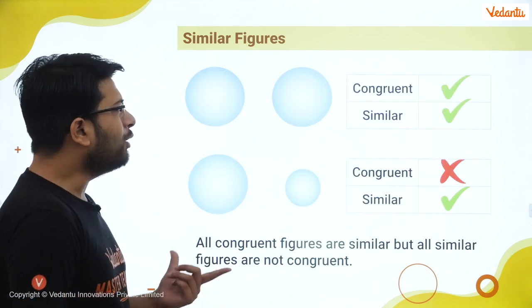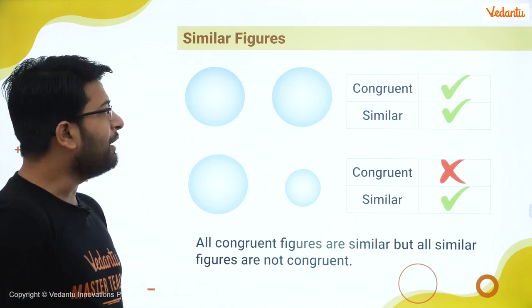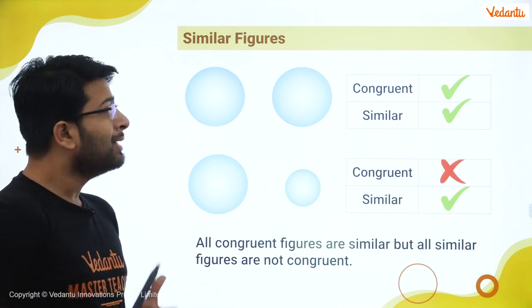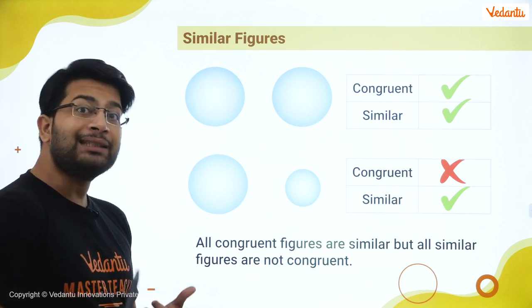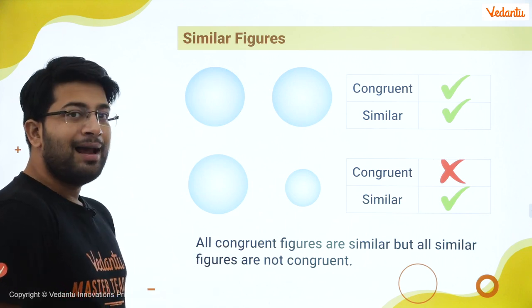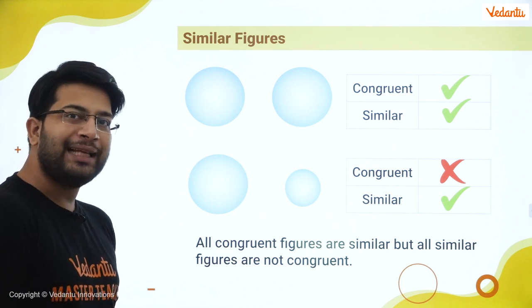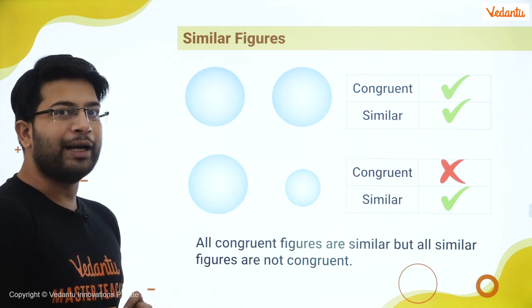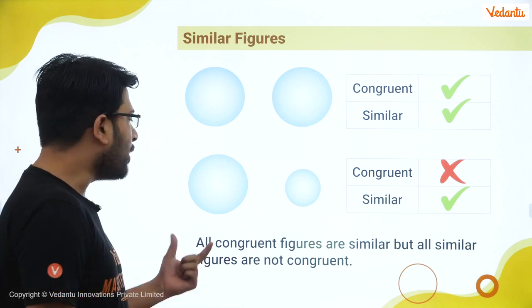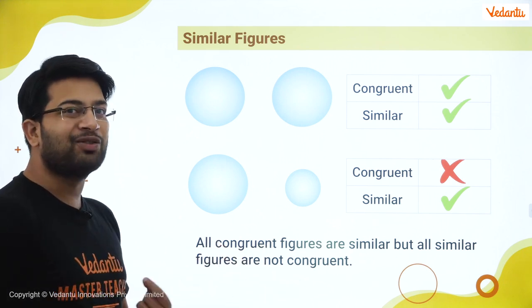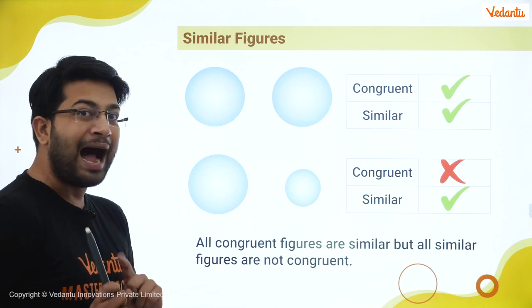Now champ, we have seen that if two figures have the same shape and same size, they are congruent and they are similar also. But if two figures have a different size but the same shape, they will be similar but they won't be congruent. So we can see that all congruent figures are similar figures, but vice versa is not true. I hope it is clear.